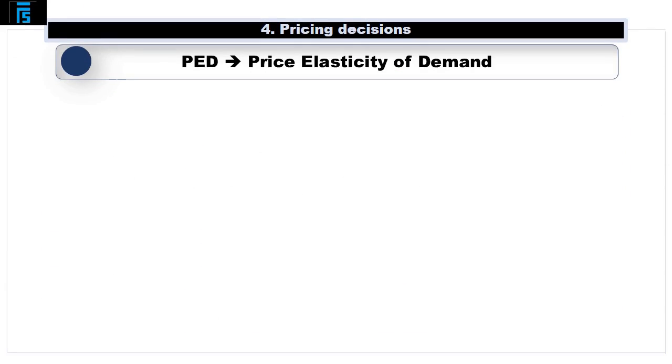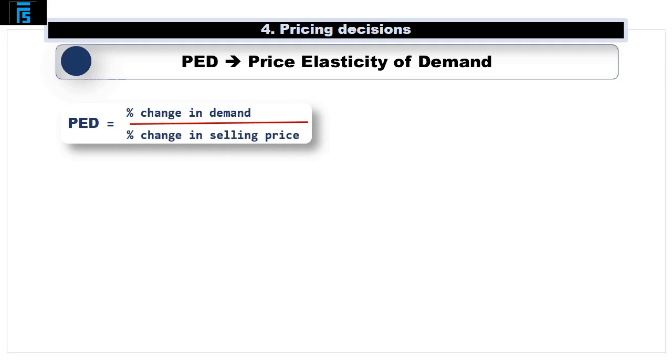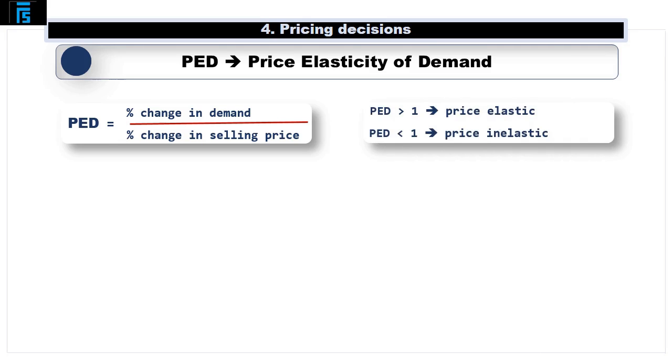We can calculate the price elasticity of a product or service using the formula PED, which stands for price elasticity of demand, equals the percentage change in demand divided by the percentage change in selling price. A PED of greater than 1 means that a product is price elastic, and a PED of less than 1 means the product is price inelastic. If the PED is exactly 1, this means that the change in demand is equal and opposite to the change in selling price, and the overall revenue generated through sales is the same.